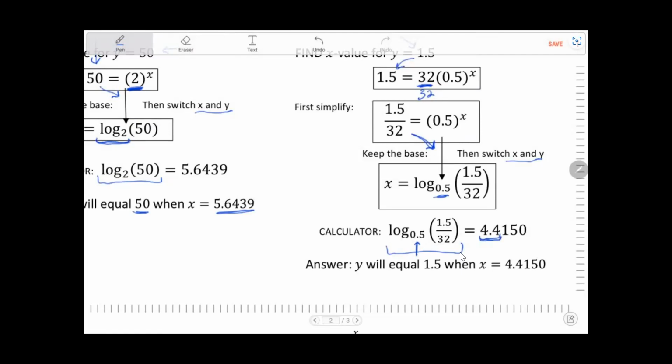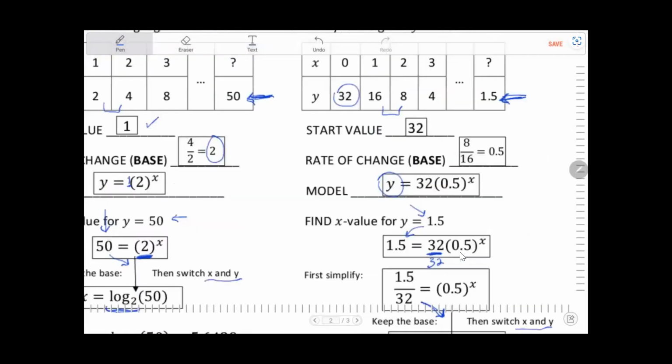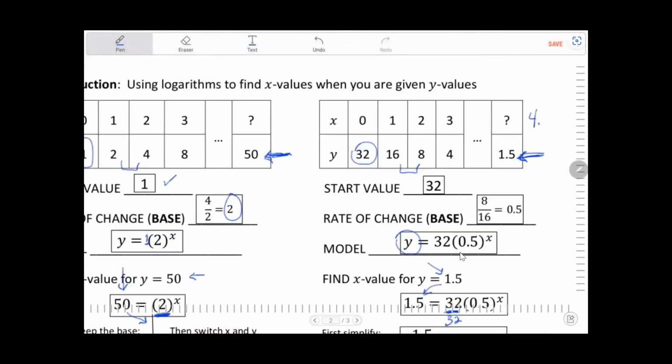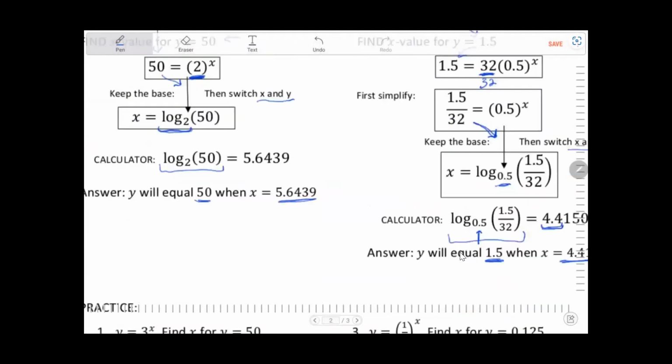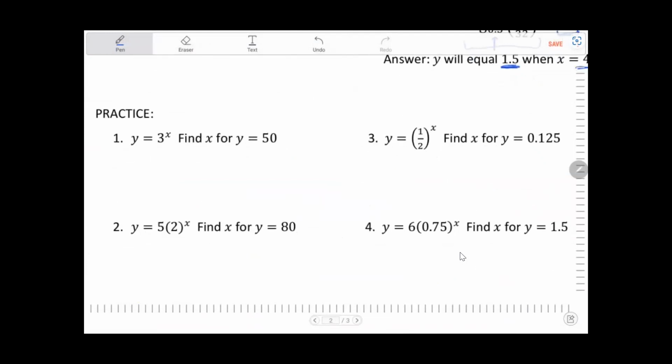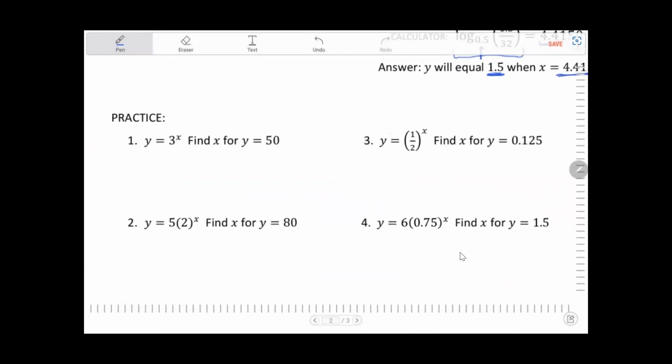All right, and so when I put that in my calculator, we find out that y will equal 1.5 when x is equal to 4.4. So back up here, if x was 4.4, y would equal 1.5. Here's a little warm up for you to try. So please give those a try.